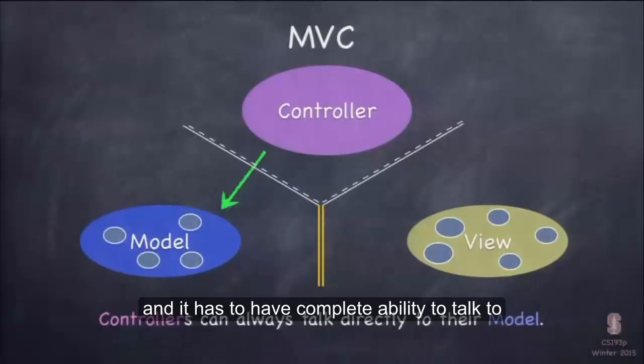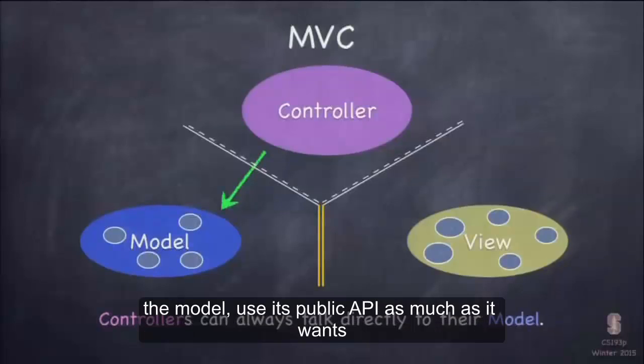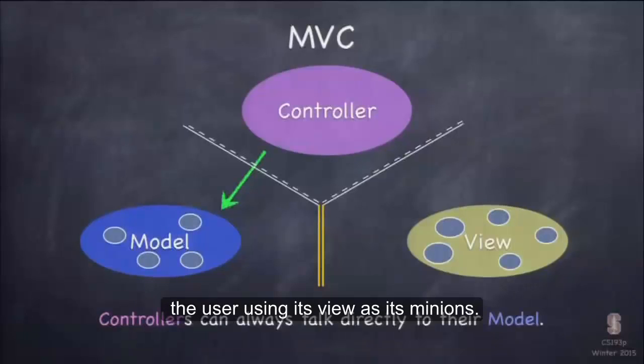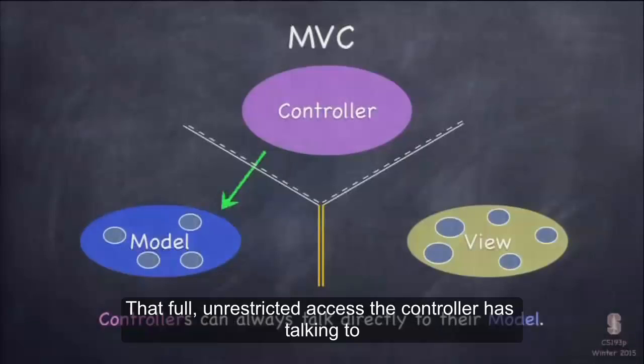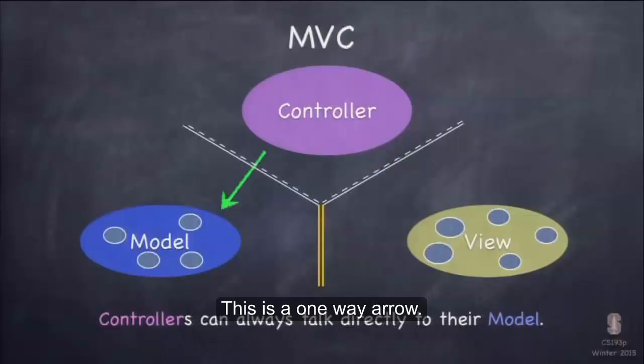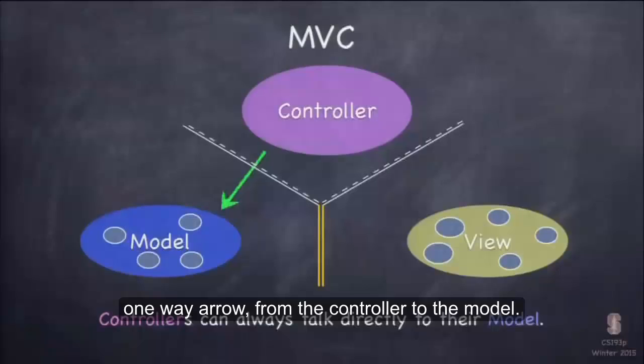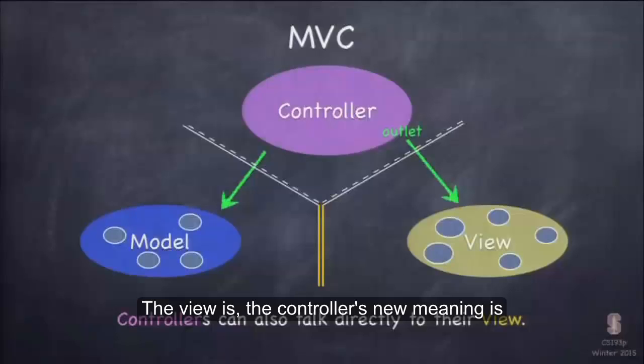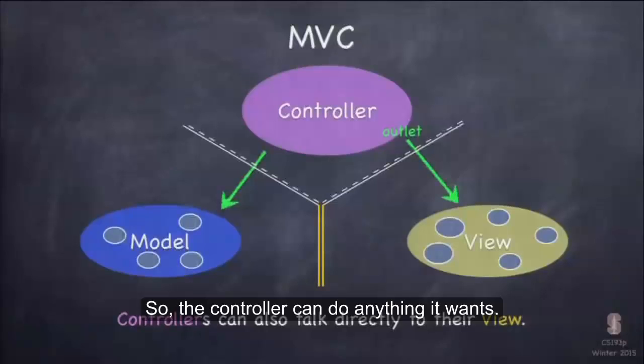The controller has to know everything about the model, and it has to have complete ability to talk to the model, use its public API as much as it wants, because the controller's job is to present the model to the user using its view as its minions. So it has to have this access. So that's full, unrestricted access the controller has talking to the model. This is a one-way arrow from the controller to the model. And similarly, from the controller to the view is also unlimited communication, because the view is the controller's minions to lay out the user interface and all that stuff. So the controller can do anything it wants.